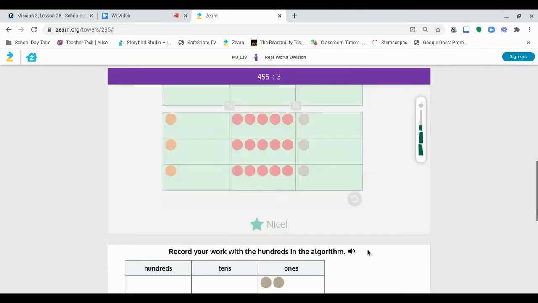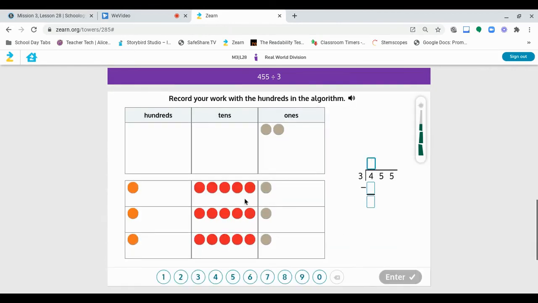Okay, so what should I end up with? We're going to do this numerically now, with the algorithm. Well, I had 1 hundred, 5 tens, 1 one. So that's 151 with the remainder of 2. That's what I should end up with. But let's compare this now.